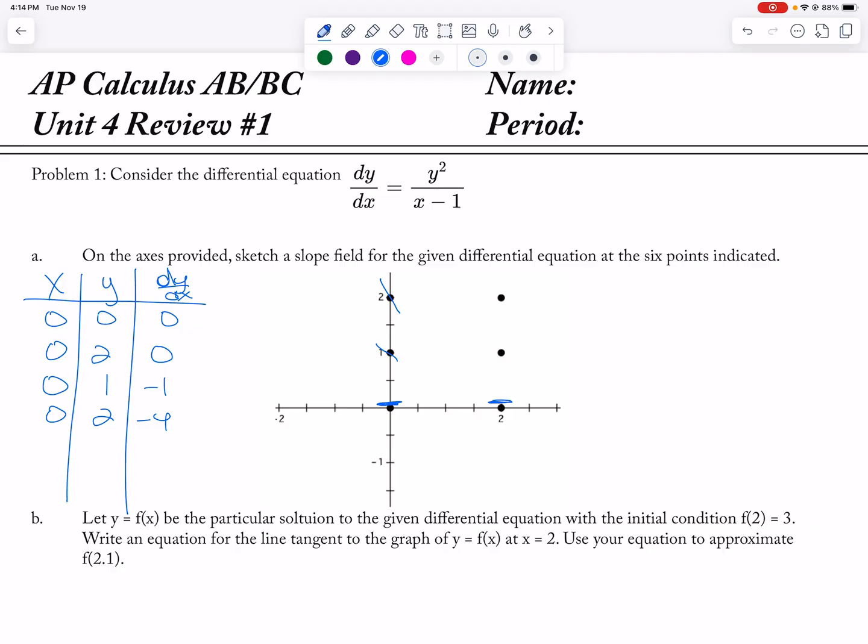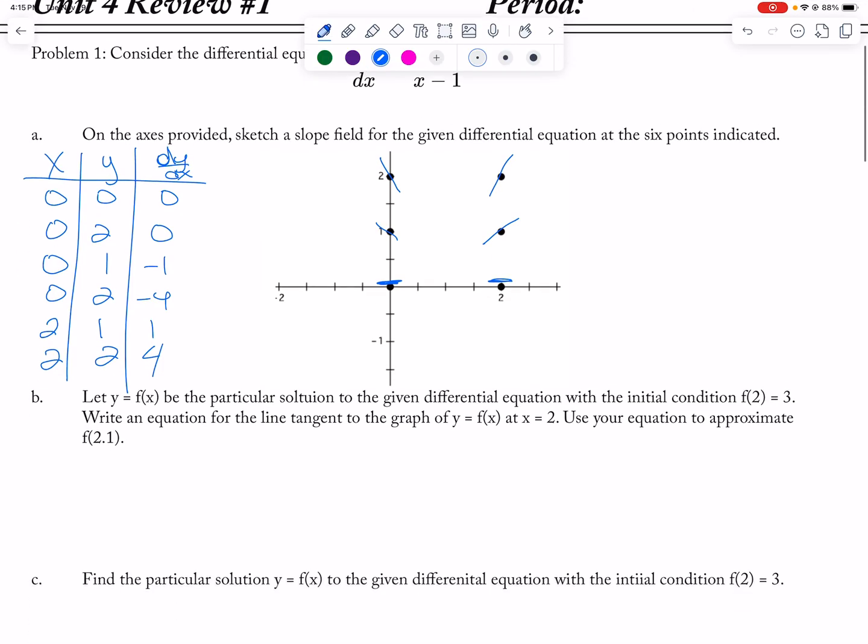And then 2, 1 is going to give me a 1. And then 2, 2 is going to give me a 4. Okay, so that gives me my slope field.